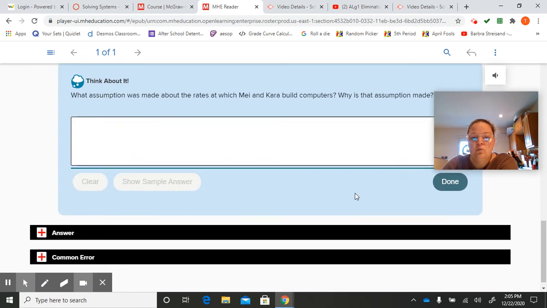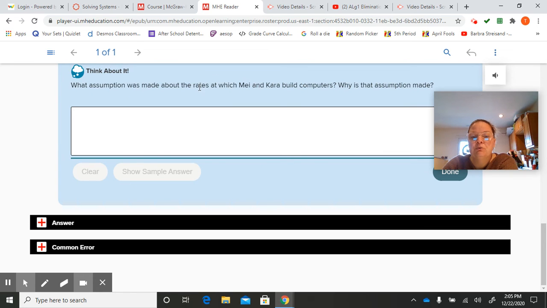What assumption was made about the rates at which May and Kara build computers? Why is this assumption made? Think about that in your own words. It's a kind of what do you think question, so there's no wrong answer except for writing nothing or writing about something that has nothing to do with the question, right? Don't tell me your favorite sport is basketball because that has nothing to do with the problem. So what assumption was made about the rates at which May and Kara build computers? Why is that assumption made? Write that down in your notes and have it ready to go for later.